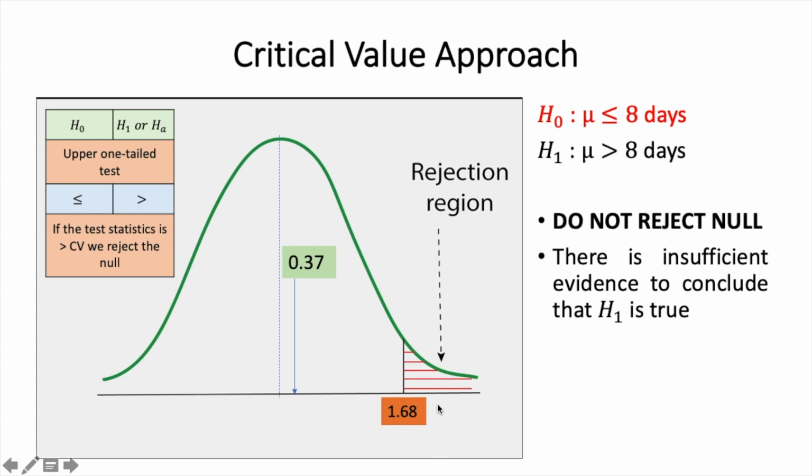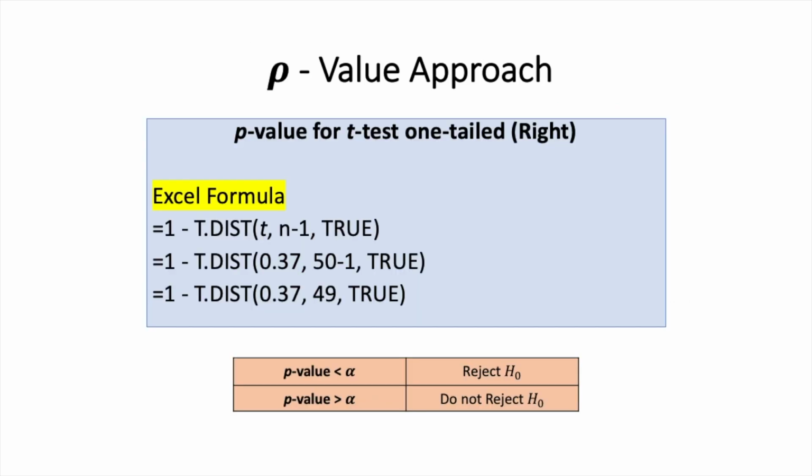So we need to make a decision. It's in the non-rejection region, so there is insufficient evidence to conclude that H1 is true. That's the decision that we have made. Once we are done with the critical value approach, we can also use the p-value approach. So let's look into the p-value approach.